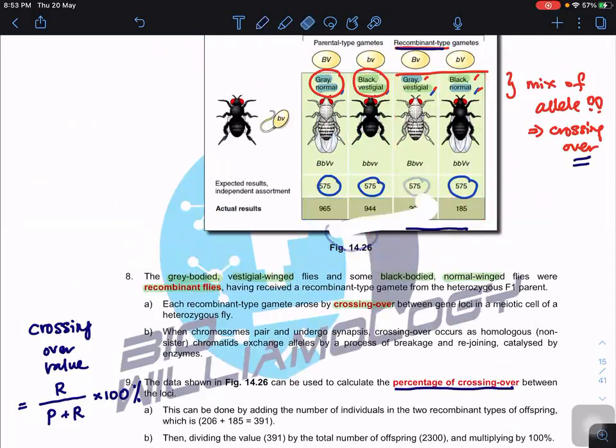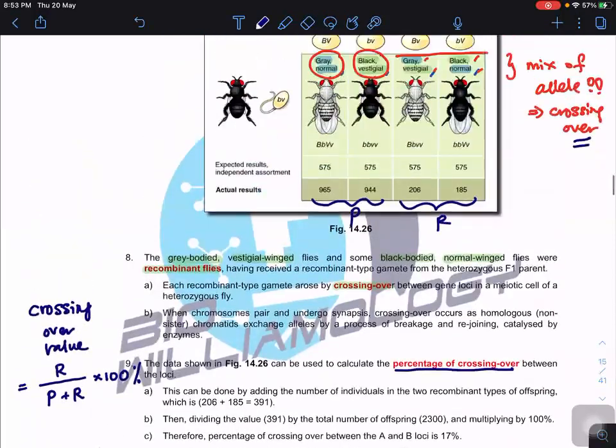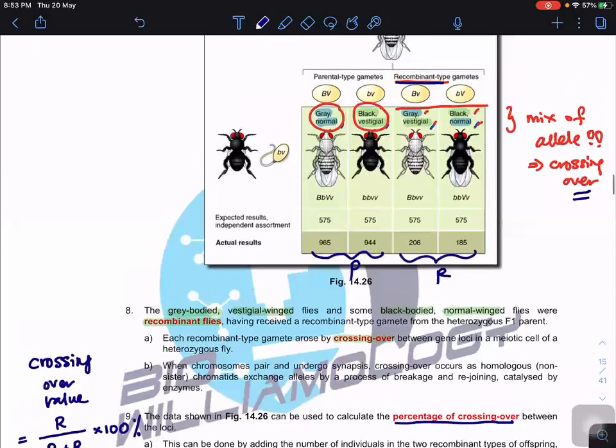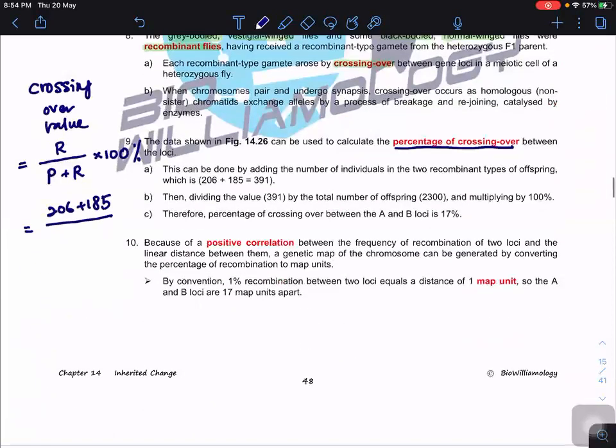Look at this. These two, they are recombinant. These two, they are parental. So recombinant here will be 206 plus 185, divided by the total. The total here, if you calculate, 965 plus 944 plus 206 plus 185 will be 2300, multiplied with 100. You will get about 17%. So this is the crossing over value or percentage of crossing over.